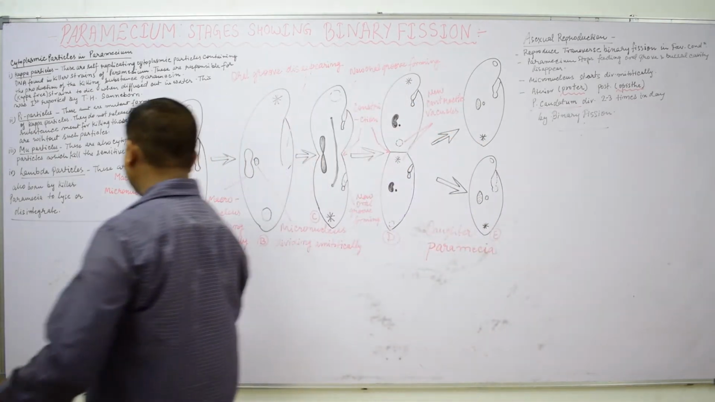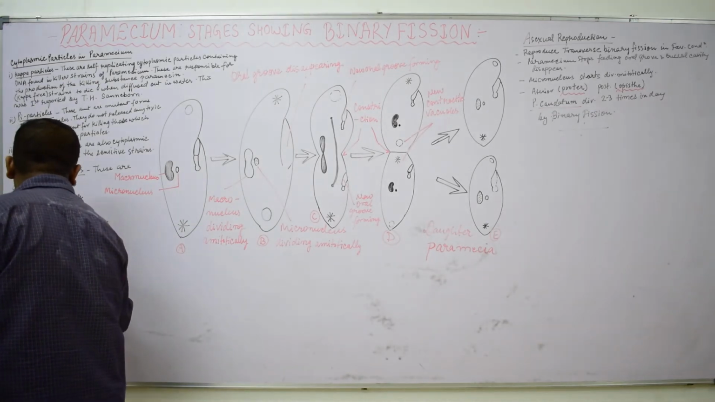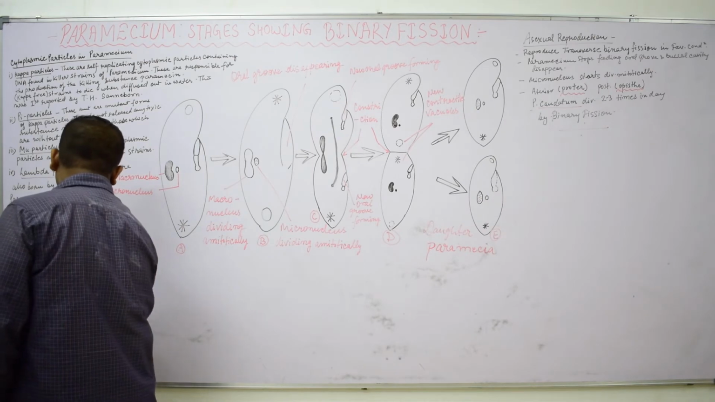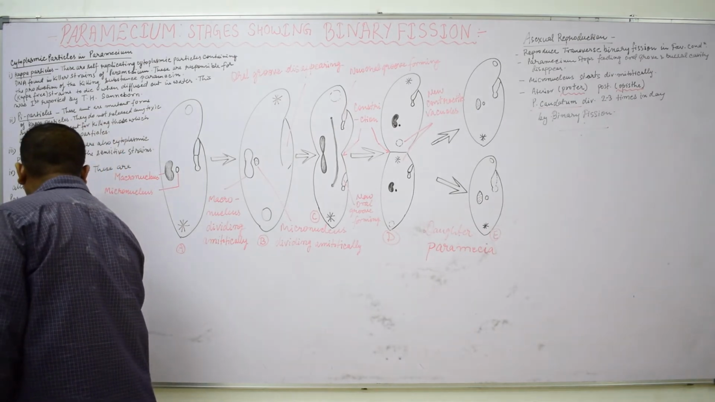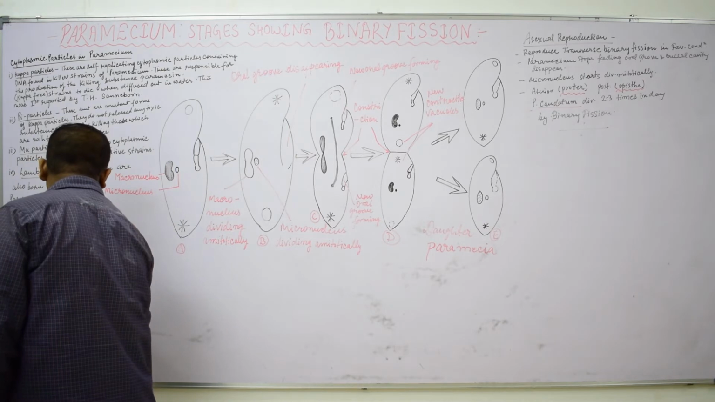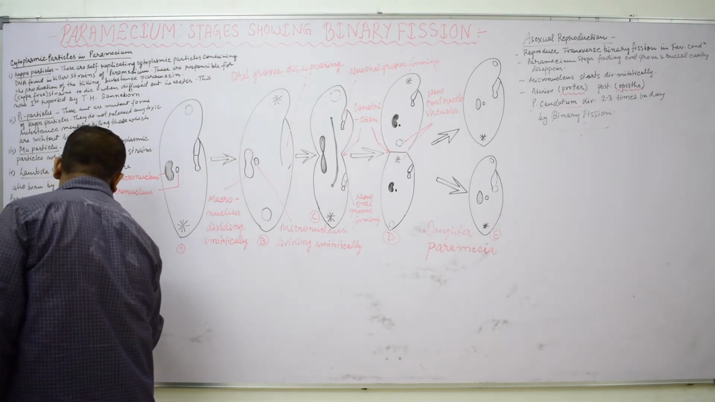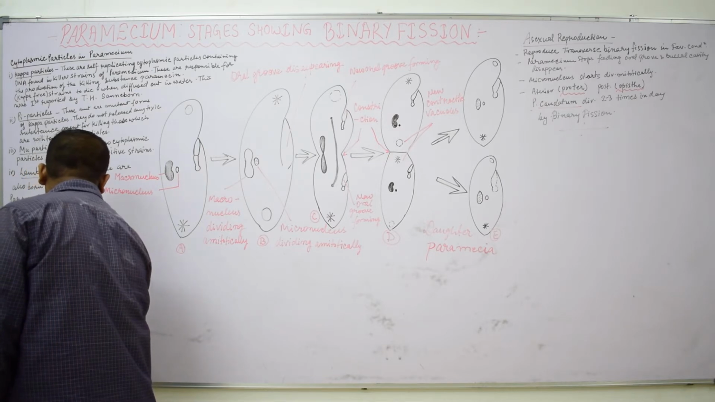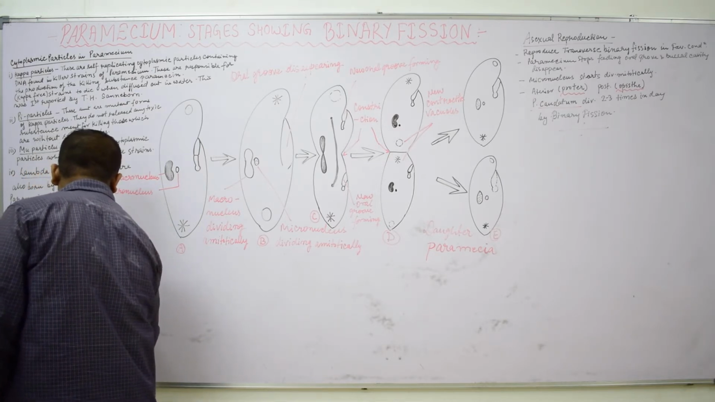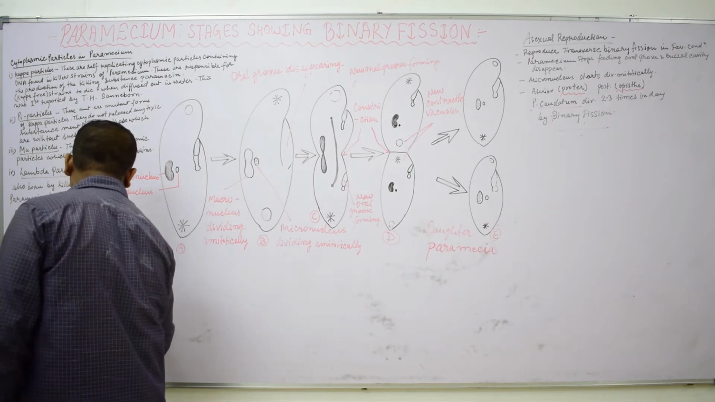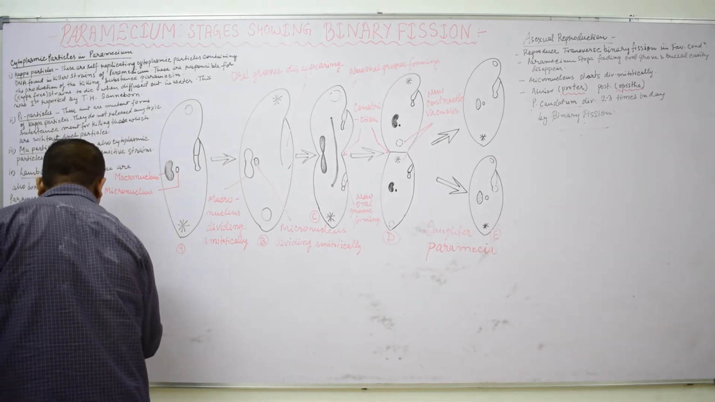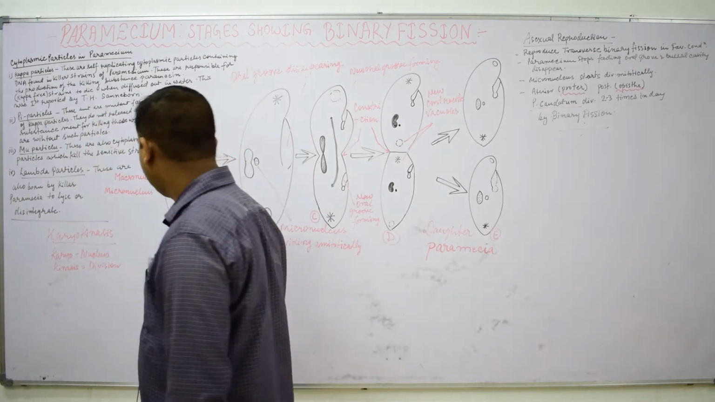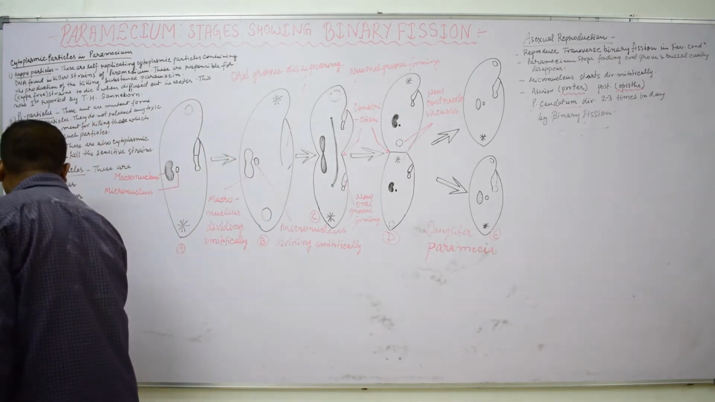So we will understand what karyokinesis is. Karyokinesis means karyo means nucleus and kinesis means division. So division of nucleus is known as karyokinesis. Now we will see what cytokinesis is.